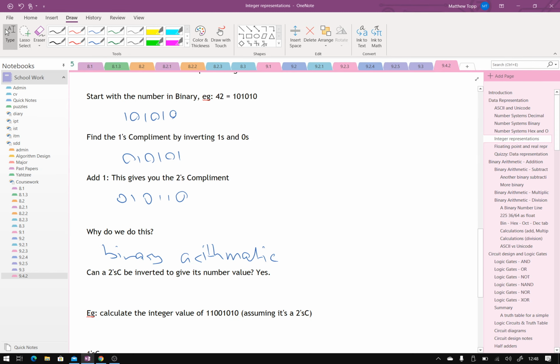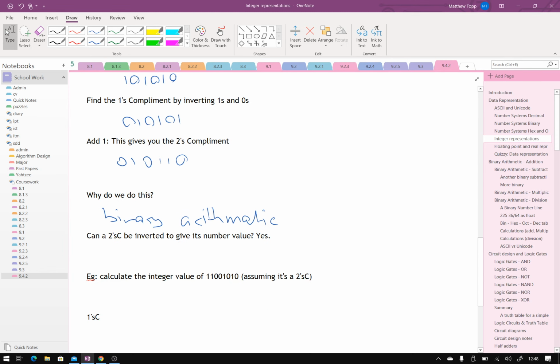All right. So, can we take a 2's complement number and work out what its value is? It's a negative number. Can we work out what that value actually is as a decimal number? The answer is yes, we can. Just do it backwards. So calculate the integer value of this 11000 and so on. The first thing you do, when you calculate a 2's complement, is you calculate the 1's complement and add 1. Do it in reverse. Subtract 1, then invert. Okay? So what's this value?